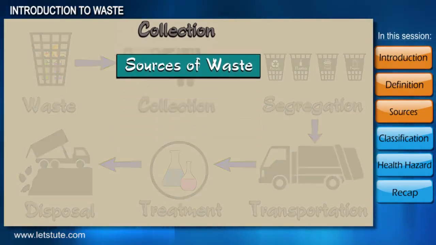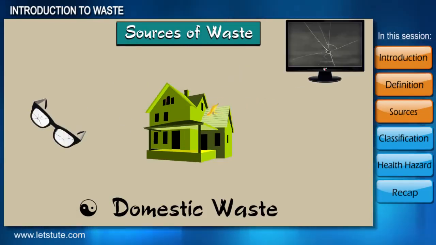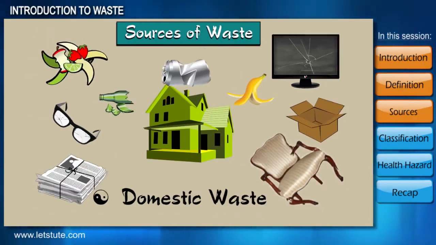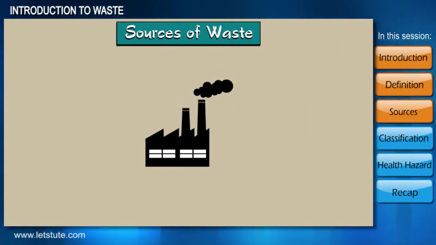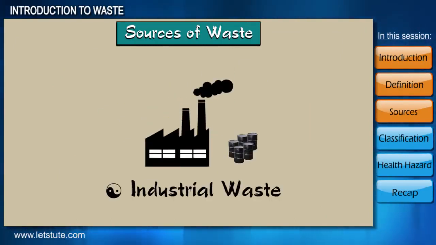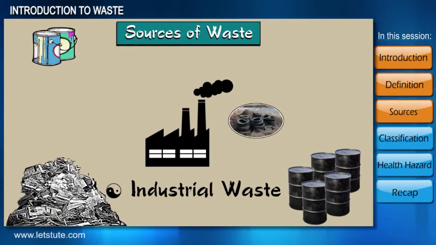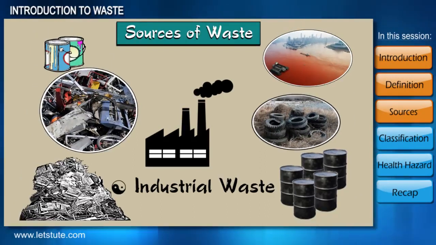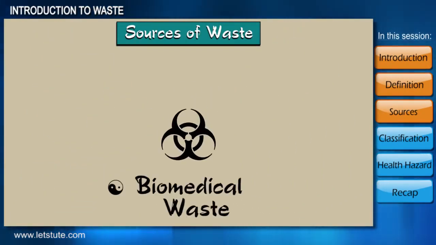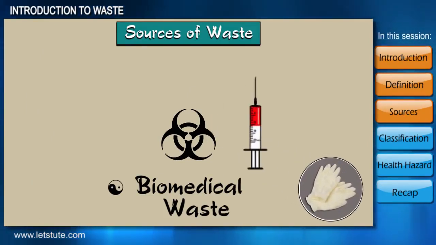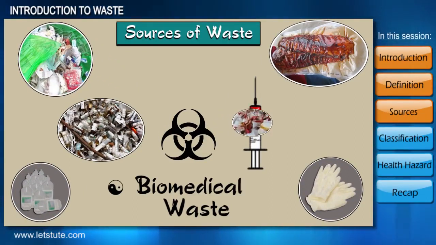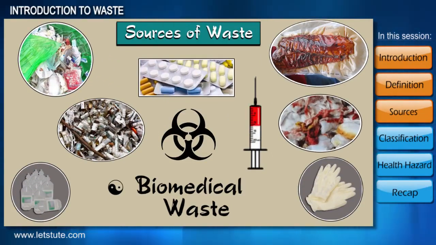Let's begin with the waste generated in our house during the various day-to-day activities, which is the domestic waste. The next one is industrial waste. This includes all the various waste generated during different industrial processes. The next one is clinical or biomedical waste. This mainly includes the waste from hospitals, nursing homes, pathological laboratories, medical clinics, etc.